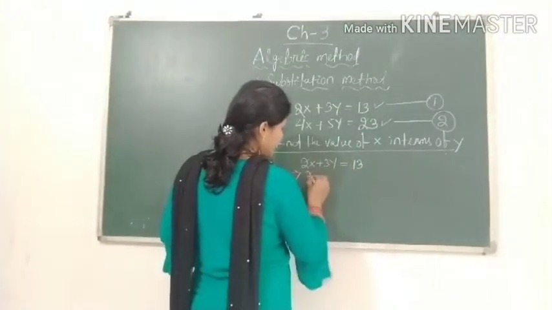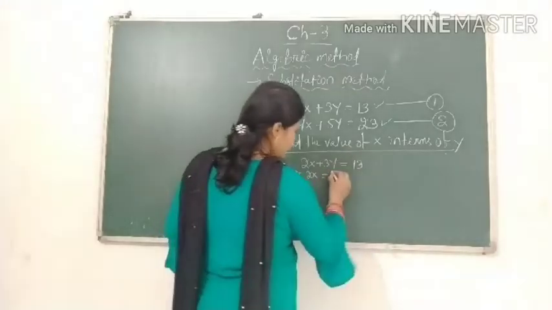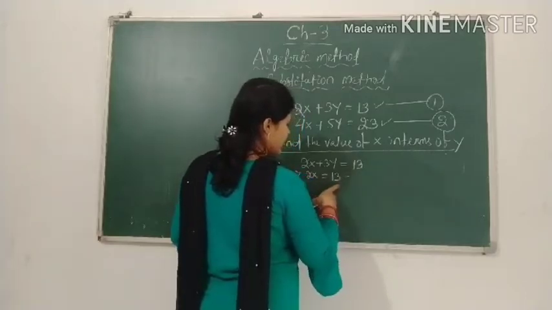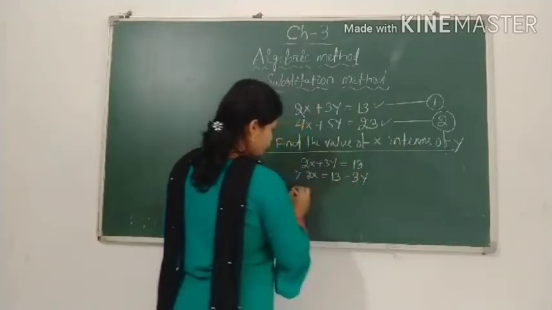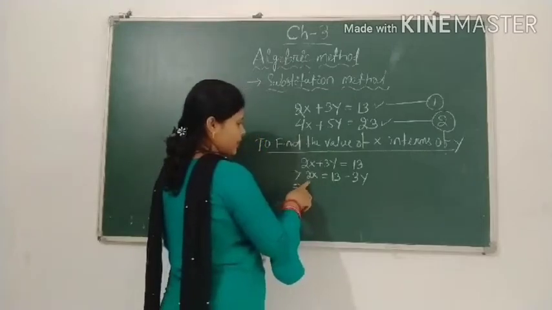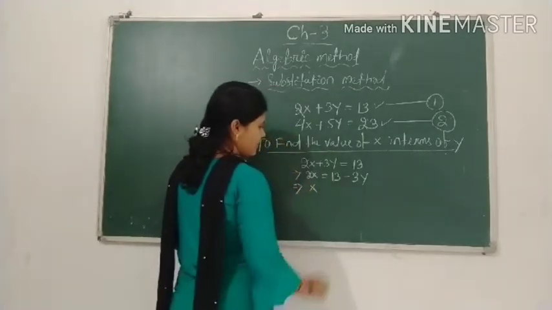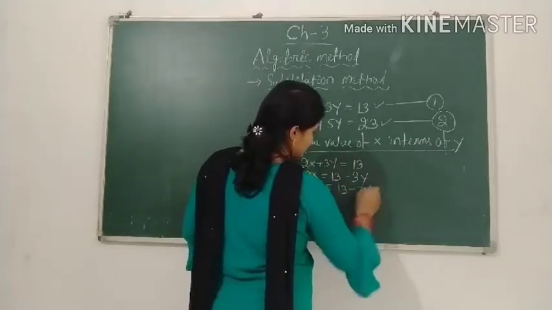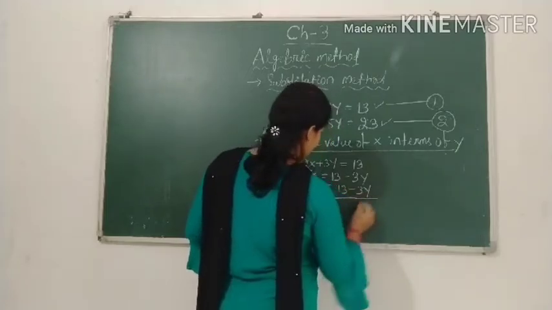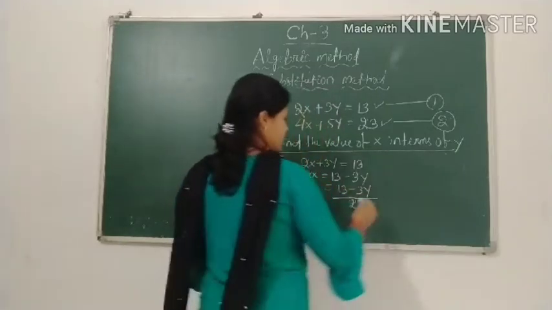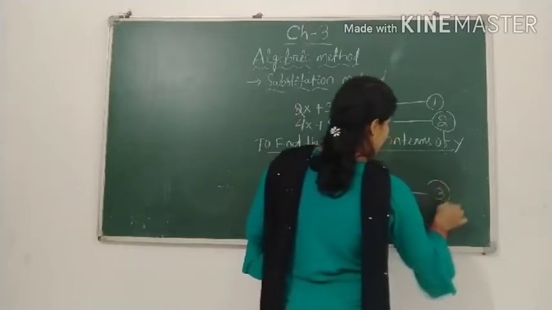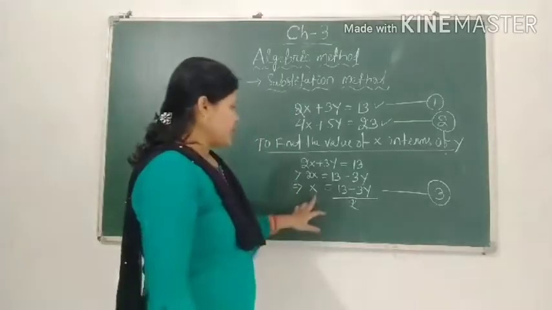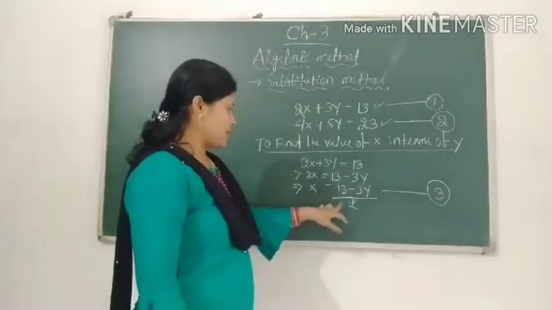So 3y will go to this side, and here I will write 13 minus 3y. Then 2x is there, and I have to find the value of x, so 2 will divide here. So x equals 13 minus 3y upon 2. Let's take this as equation 3. You got your value of x in terms of y.